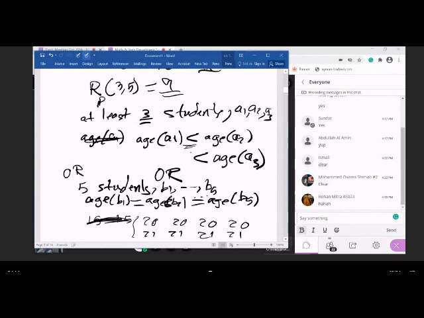Out of these 8, you cannot find 3 students where the age of the first is less than the age of the second, which is less than the age of the third. And definitely you cannot find 5 students where the age of the first equals the age of the second equals, and so on.